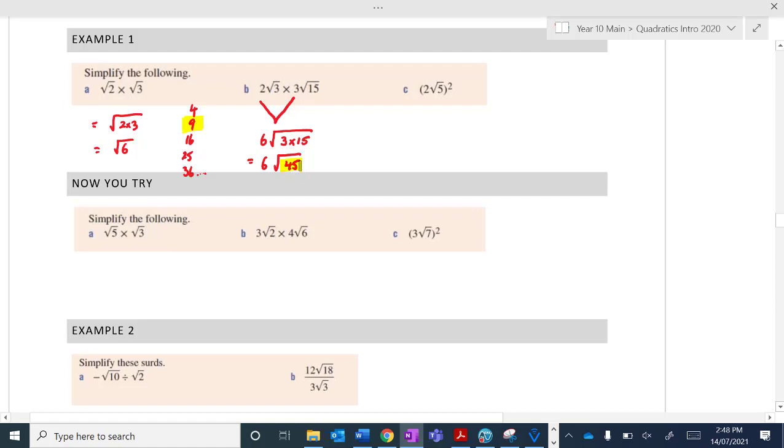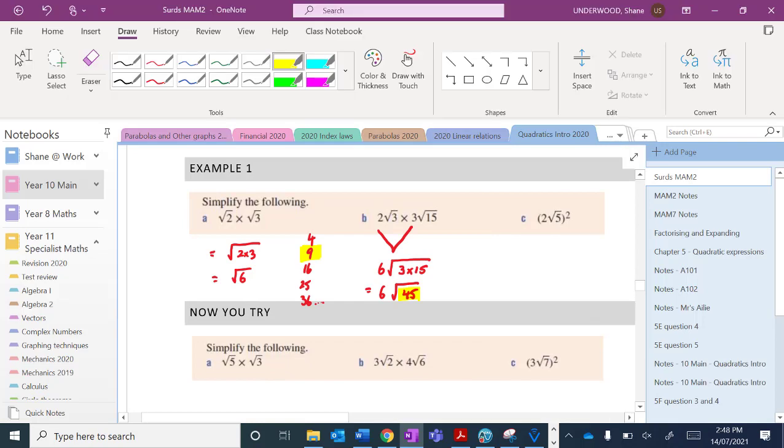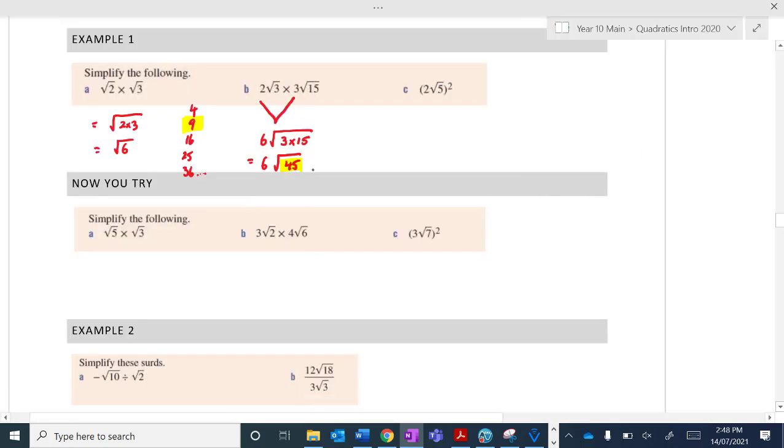So we're not done. When we get to this step, unlike when we had the square root of 6 and we stopped, here we can keep going. Because 6 root 45 is 6 root, well, the 6 stays the same, 9 5s are 45, and the square root of 9 we know is 3, so 3 comes out the front. 6 3s are 18. So that's going to be 18 root 5.